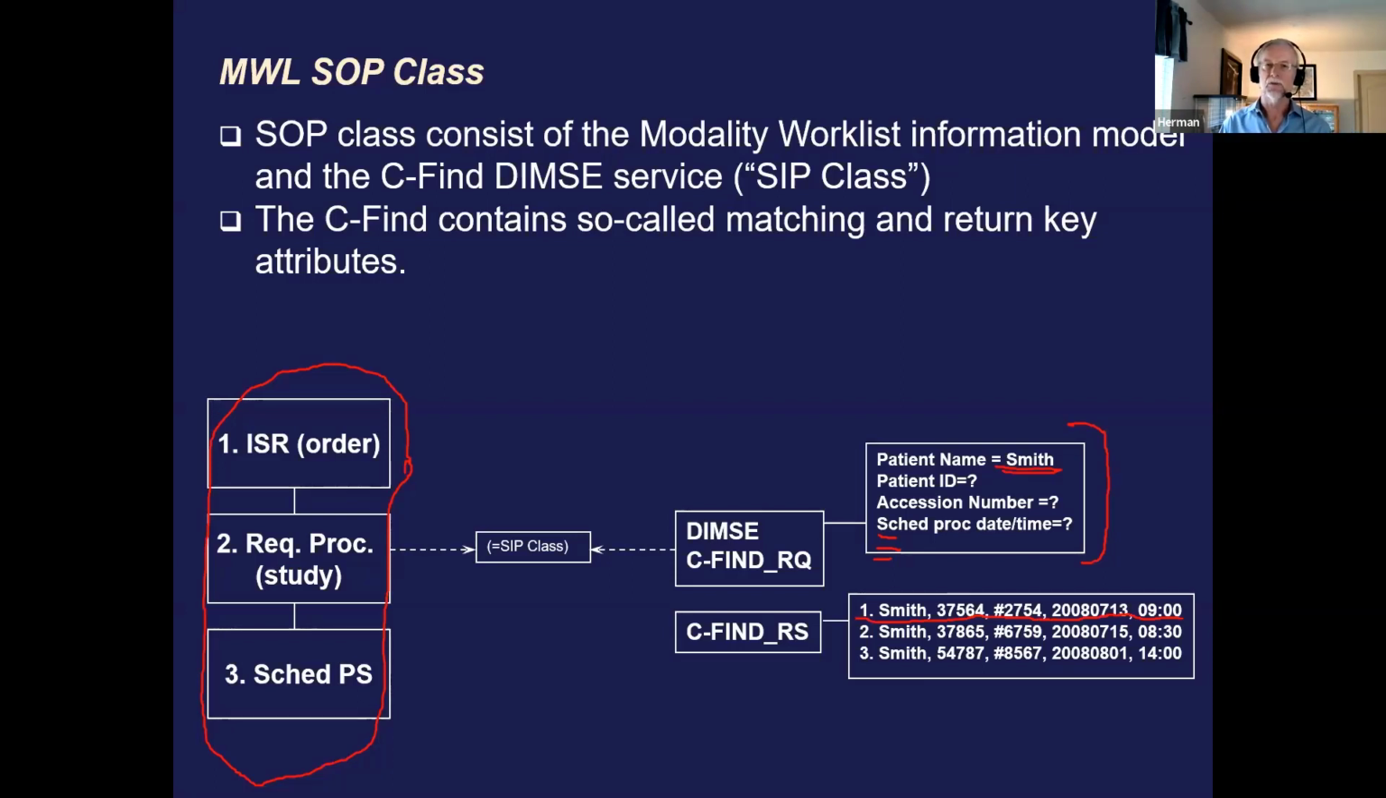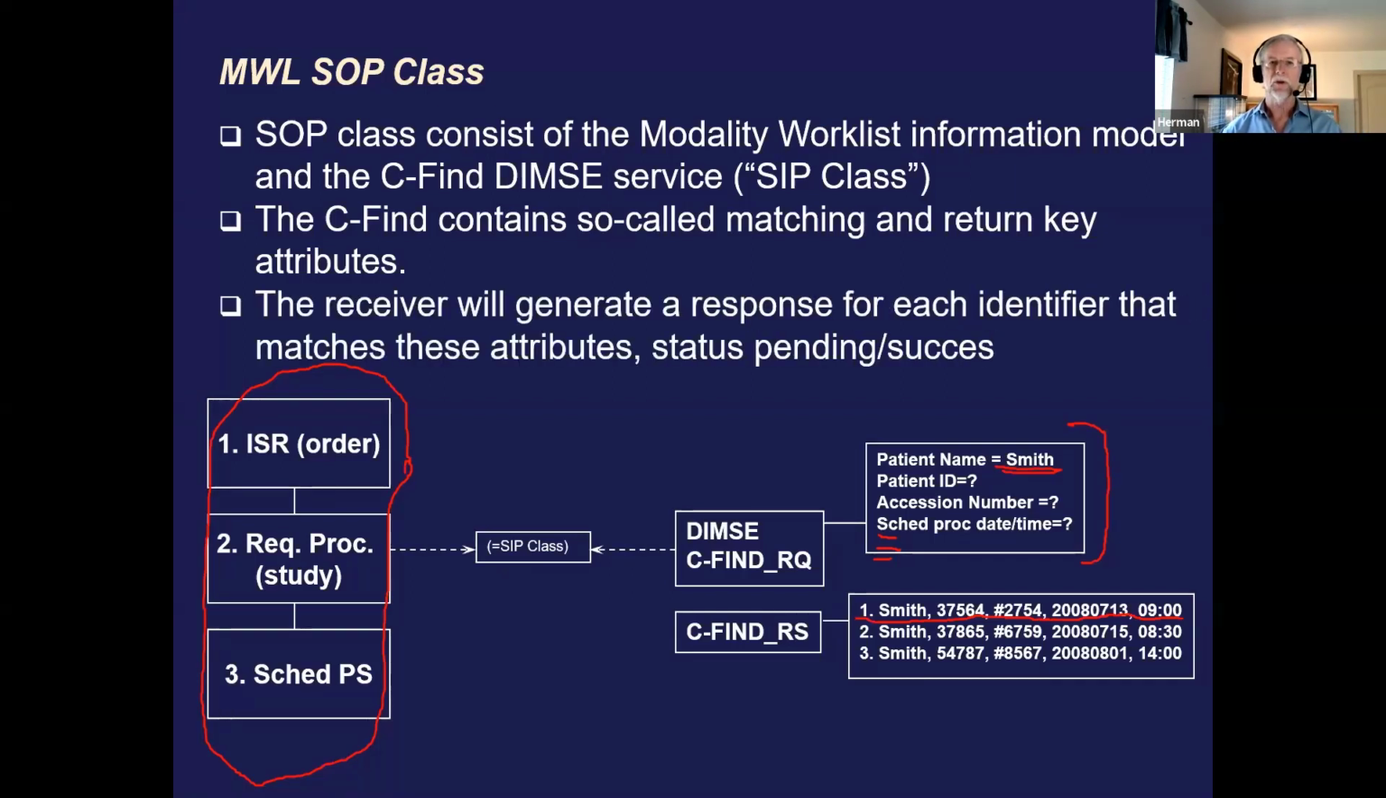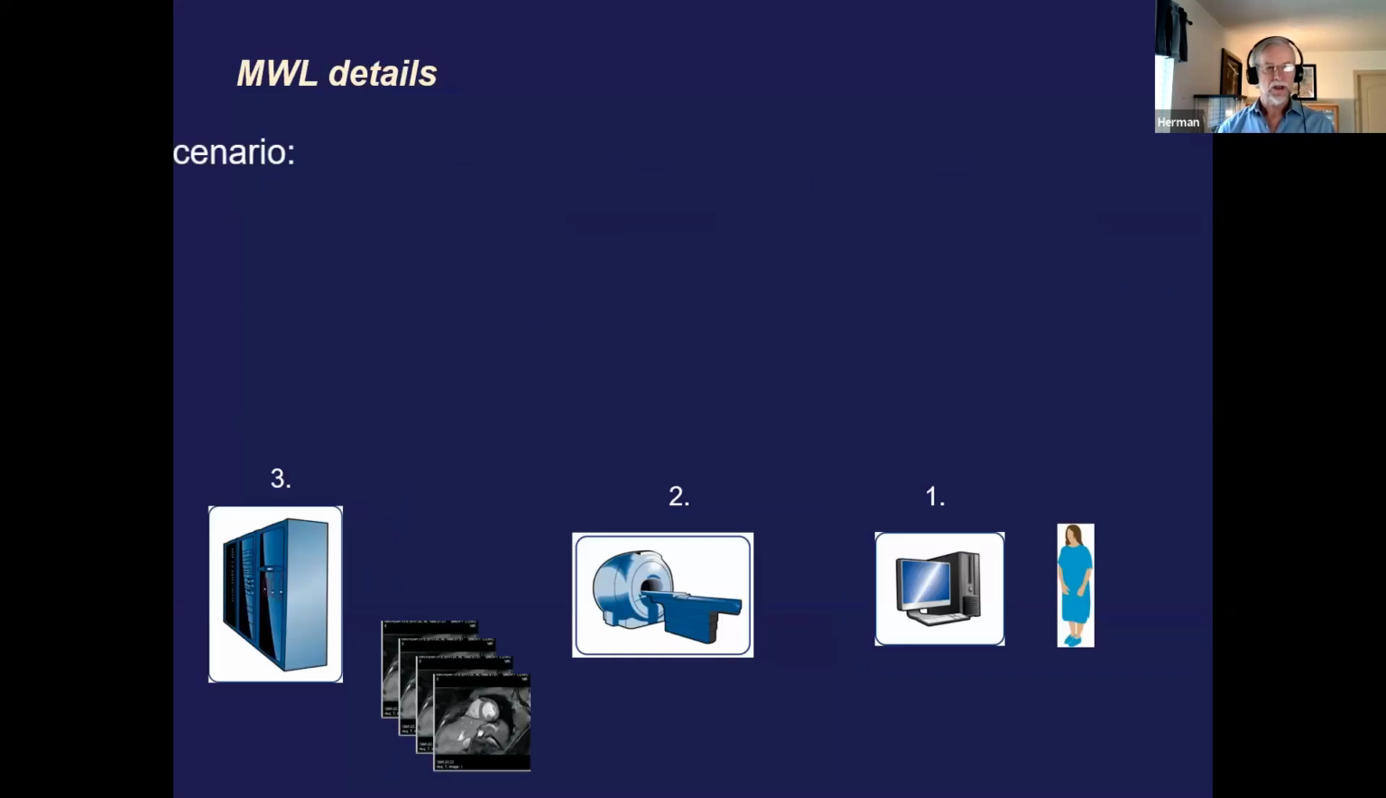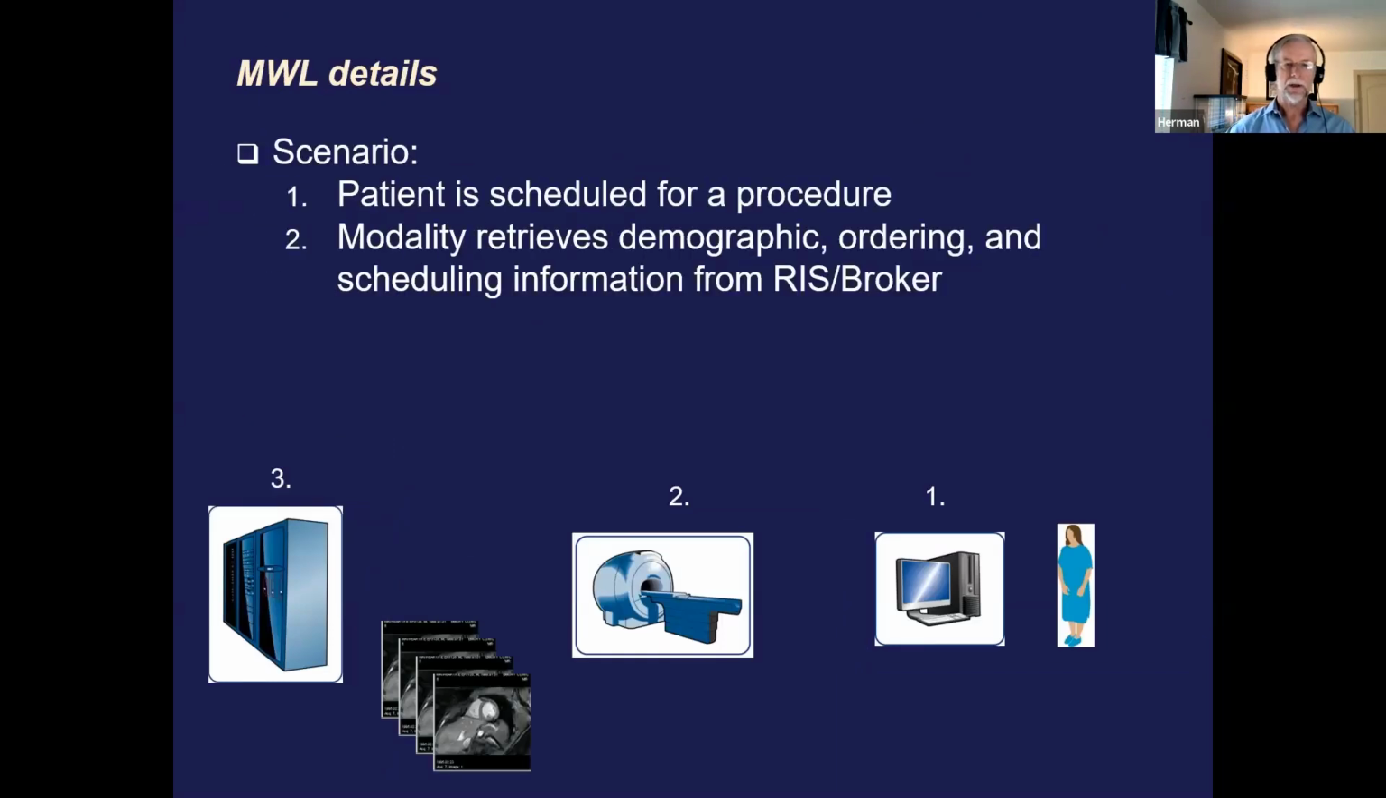The only difference is there will be a different information model, but the protocol, the find requests and responses, is identical. The difference will be the information model, right? So the receiver will create a response with each one pending success. So some of the details: the patient is scheduled for a procedure, and the information in the worklist is threefold.